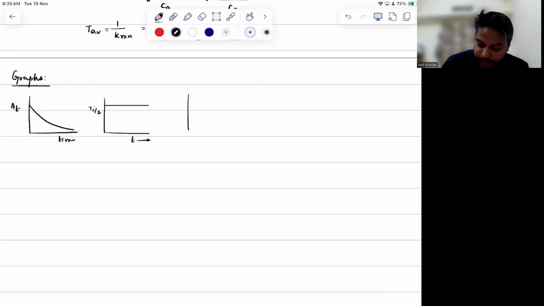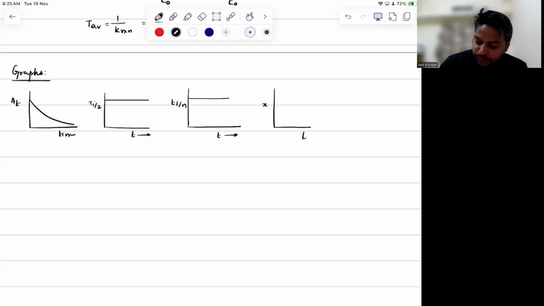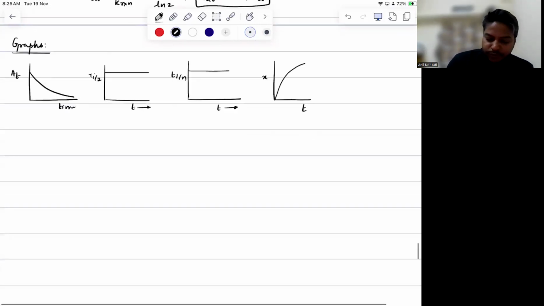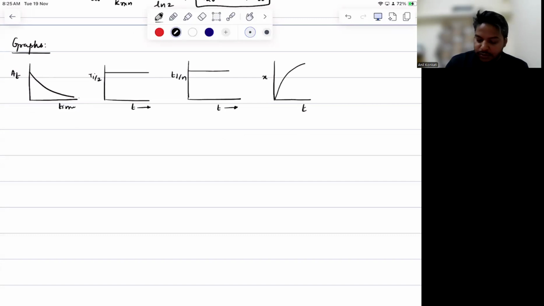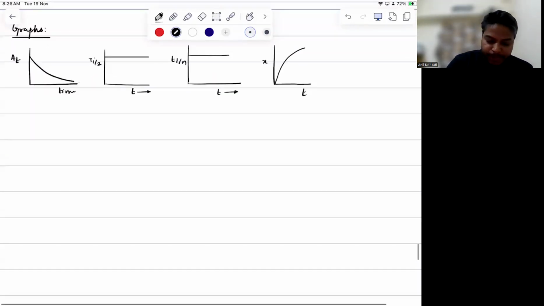And any time factor, correct? If you notice that T 1 by N, that will also remain constant like this as time goes on. Clear? If you notice extent of reaction, X versus time, that is progressively increasing. Got it? These are the types of graphs you would be asked, what would happen to the concentration or time, in various cases.